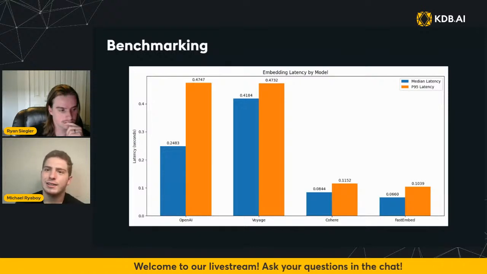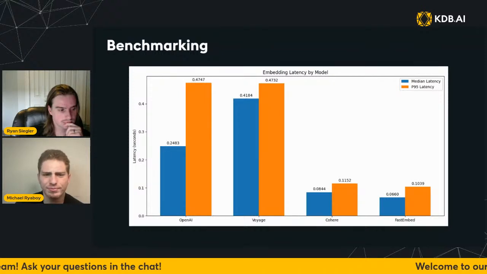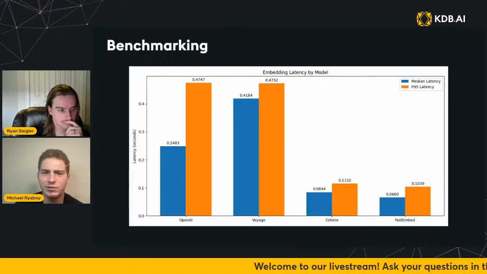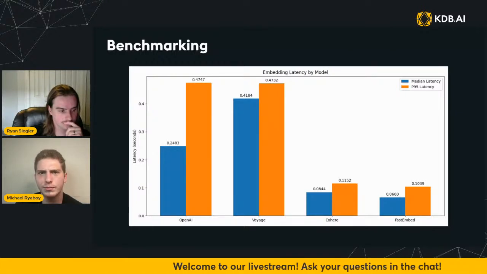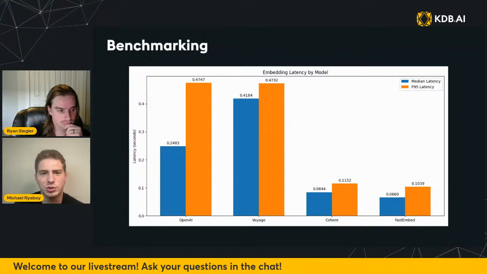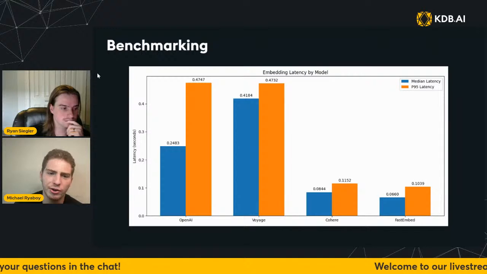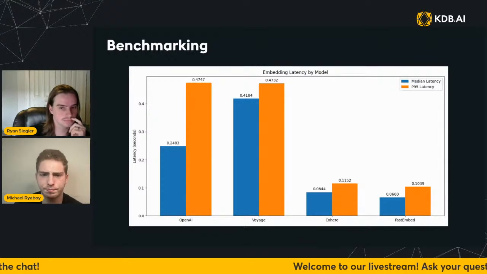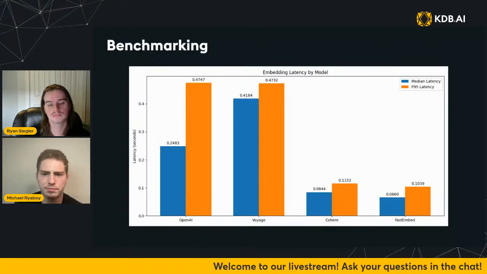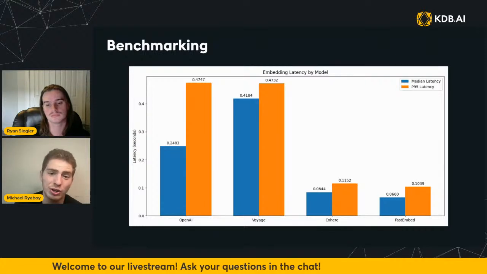You shouldn't be waiting this long to get a response at inference time, because if you have some kind of search engine, 250 milliseconds just for this part of your search is just too slow. And Cohere does a lot better than OpenAI and Voyage. So if you really care about query latency, then Cohere seems to perform better.